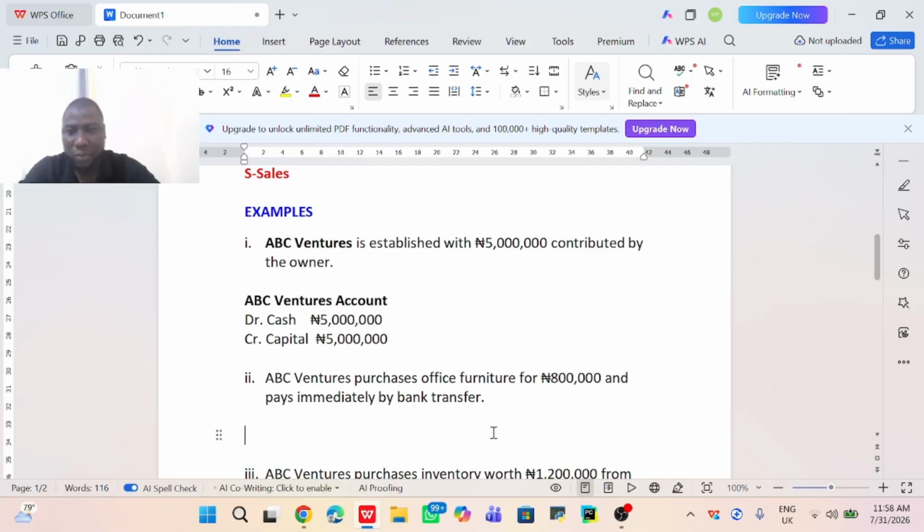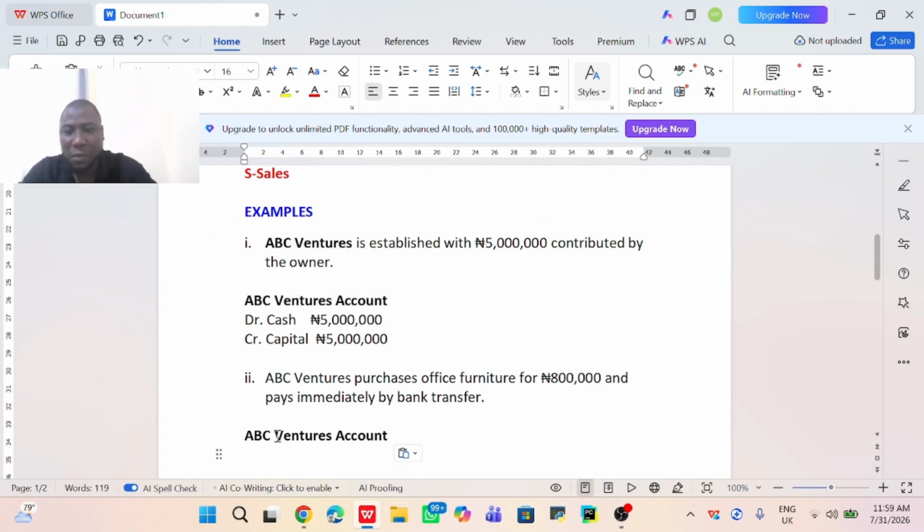Now, another example says that ABC Ventures purchases office furniture for 800,000 naira and pays immediately by bank transfer. Now, who prepared the account? Another thing we should know. Who is preparing this account? ABC Venture, right? What are the accounts that are affected?